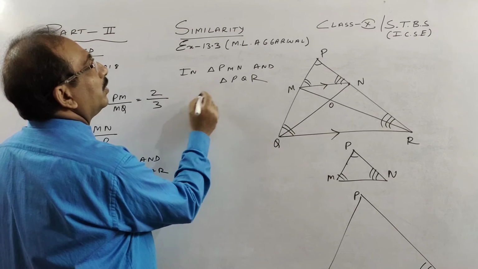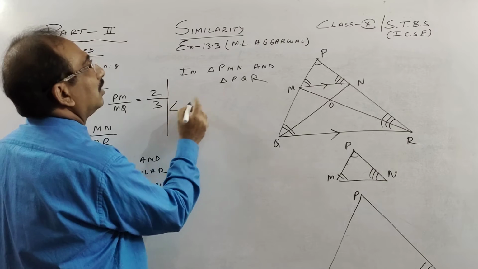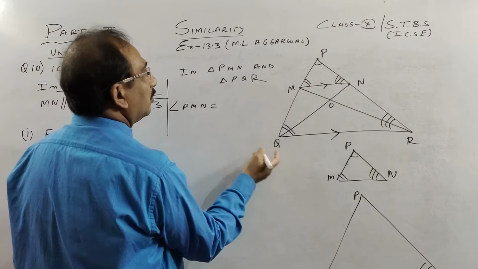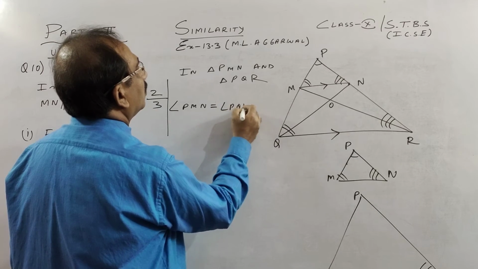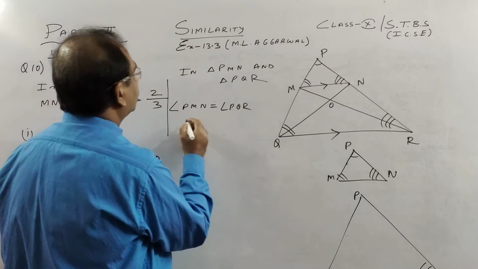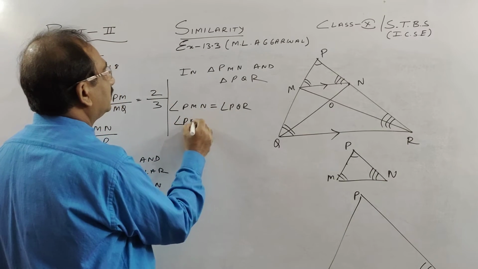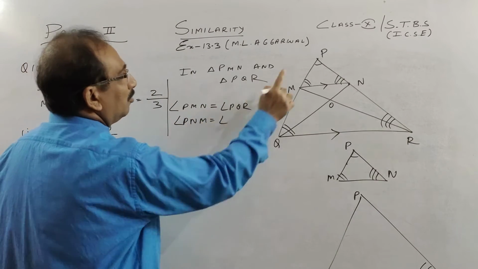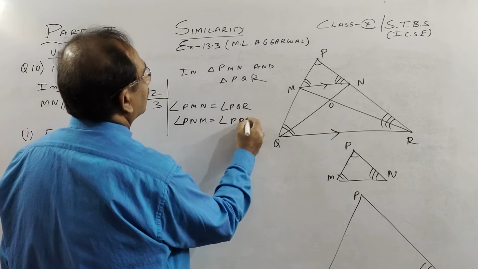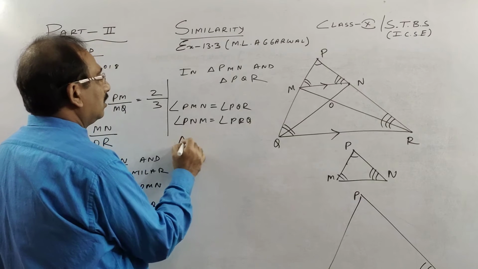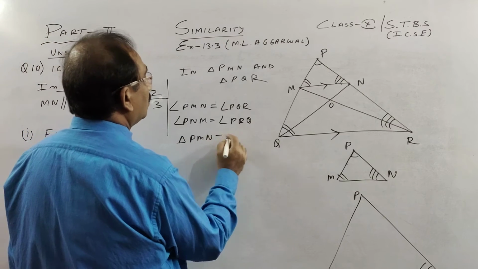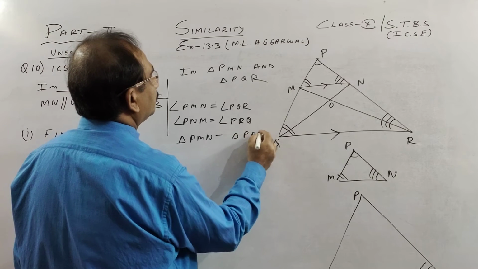So here what we can do, angle PMN from the small triangle is equal to PQR in the big triangle. PMN is equal to PQR. PNM, see, order is very important here, children, PNM is PRQ. Okay, so triangle PMN, one mark you will get here, is similar to triangle PQR.